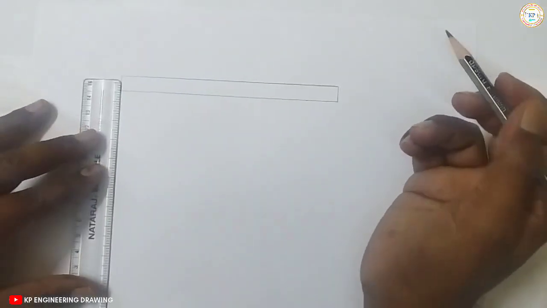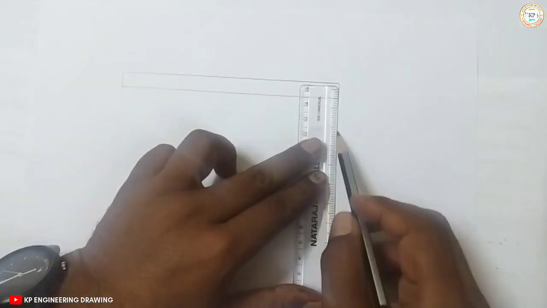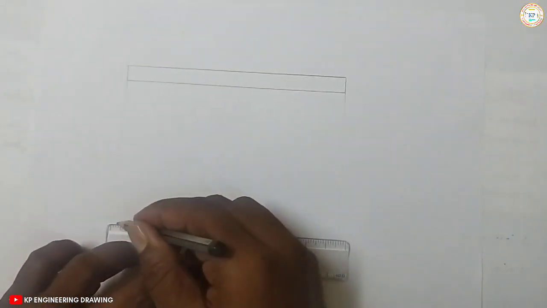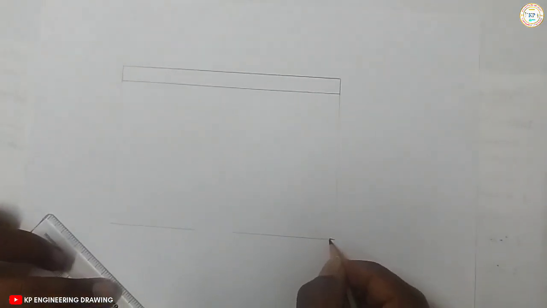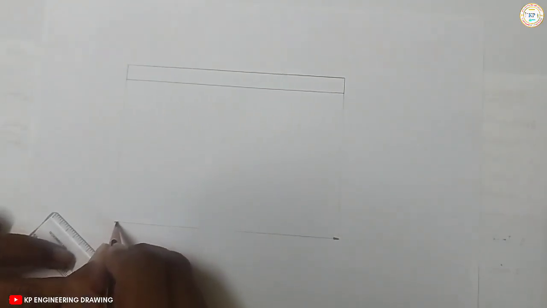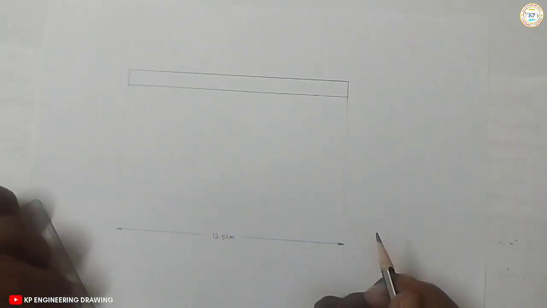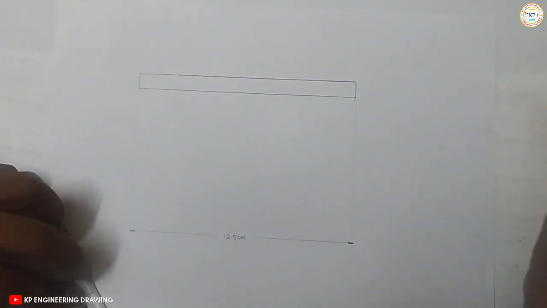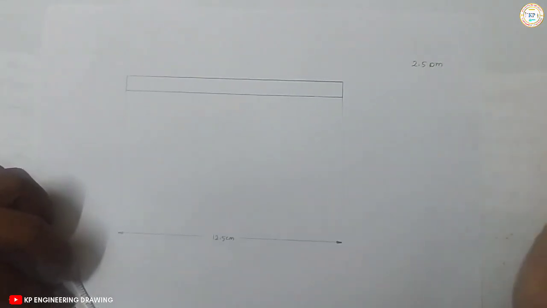Right, so this is LS equals 12.5 centimeters. So now you divide this 12.5 centimeters into the maximum distance length. The maximum distance in the problem is given as 2.5 decameters, right?